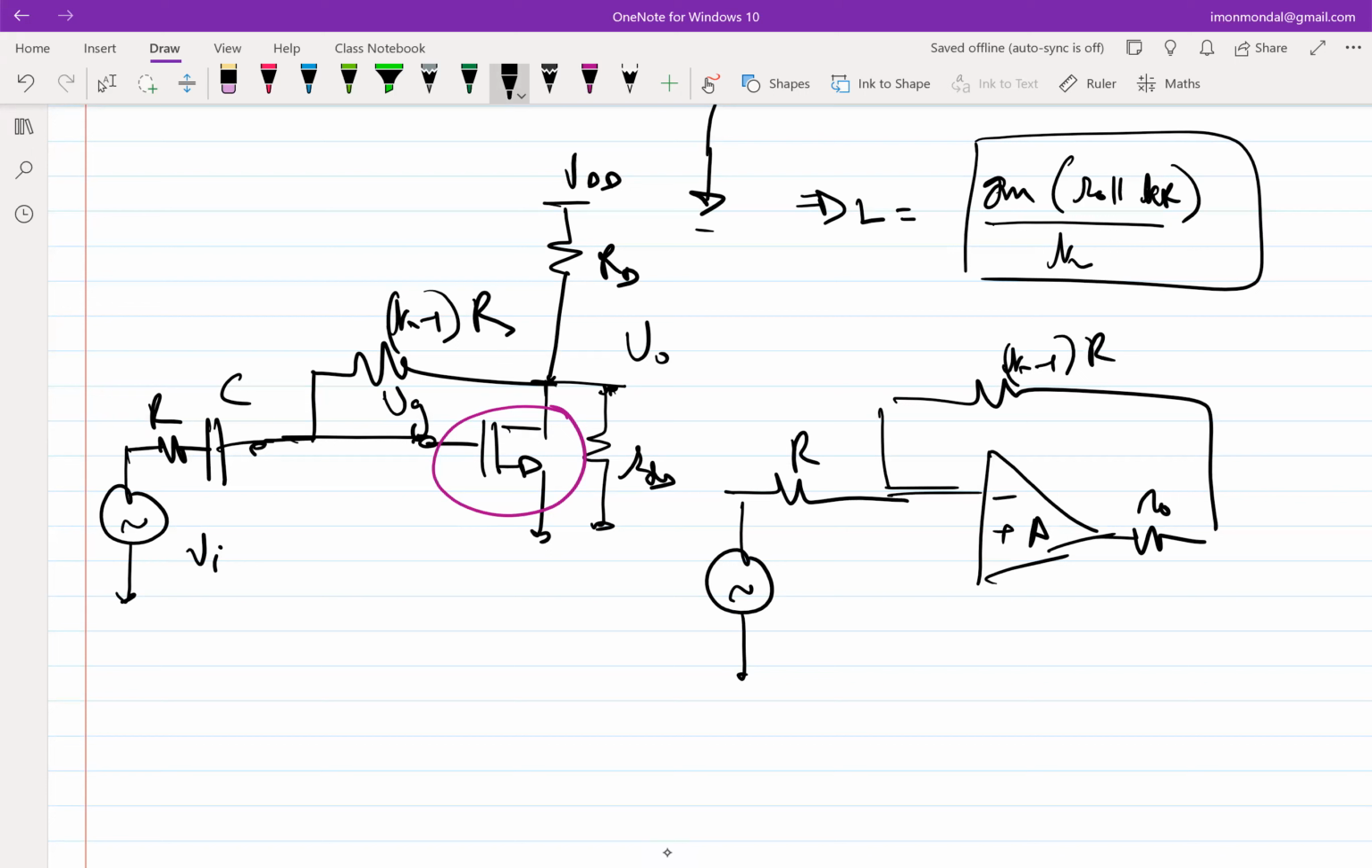Right? So let's assume that output resistance is not there for the time being, everything ideal. So then what is V0? Assuming A tends to infinity. What is V0 assuming A tends to infinity?